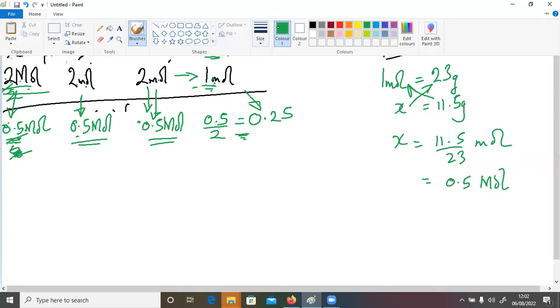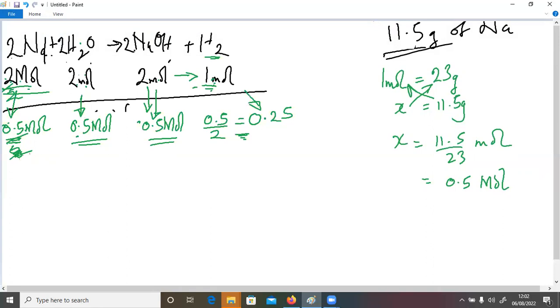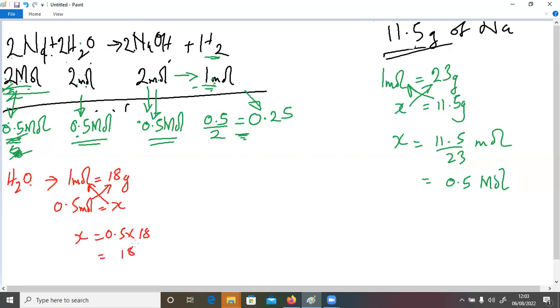Let me pick a red pen. Considering water, I know that 1 mole of water molecule is equal to 16 plus 2, 18 grams. So 0.5 moles will weigh how heavy? This will be 0.5 multiplied by 18, which will give you 9 grams. So we'll use 9 grams of water.